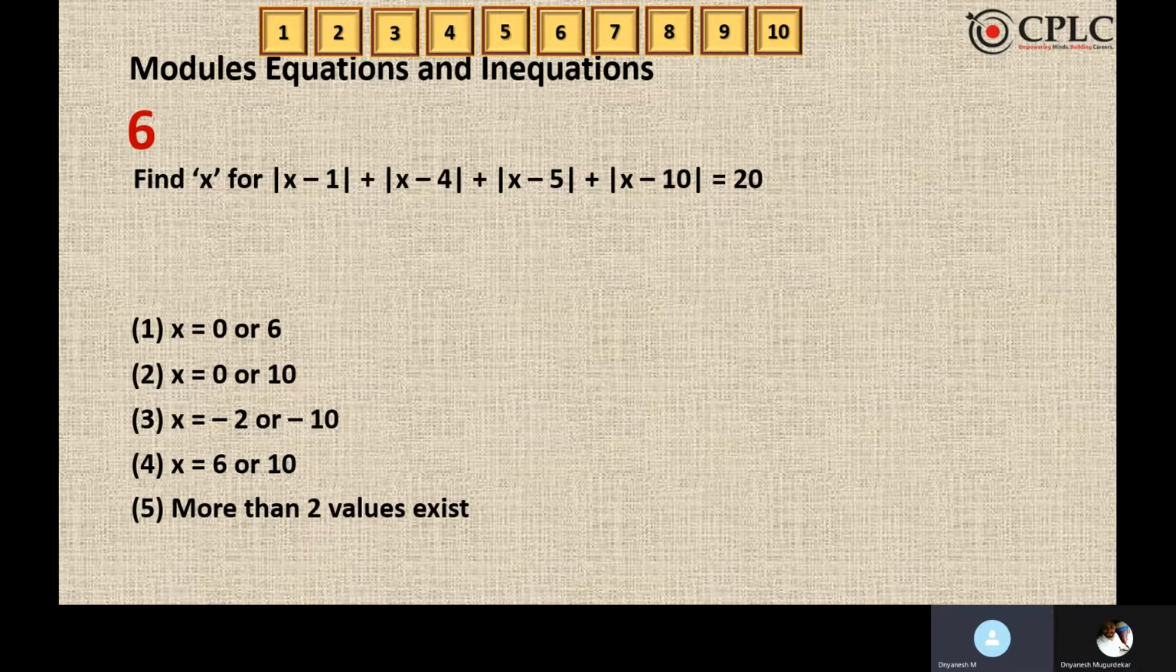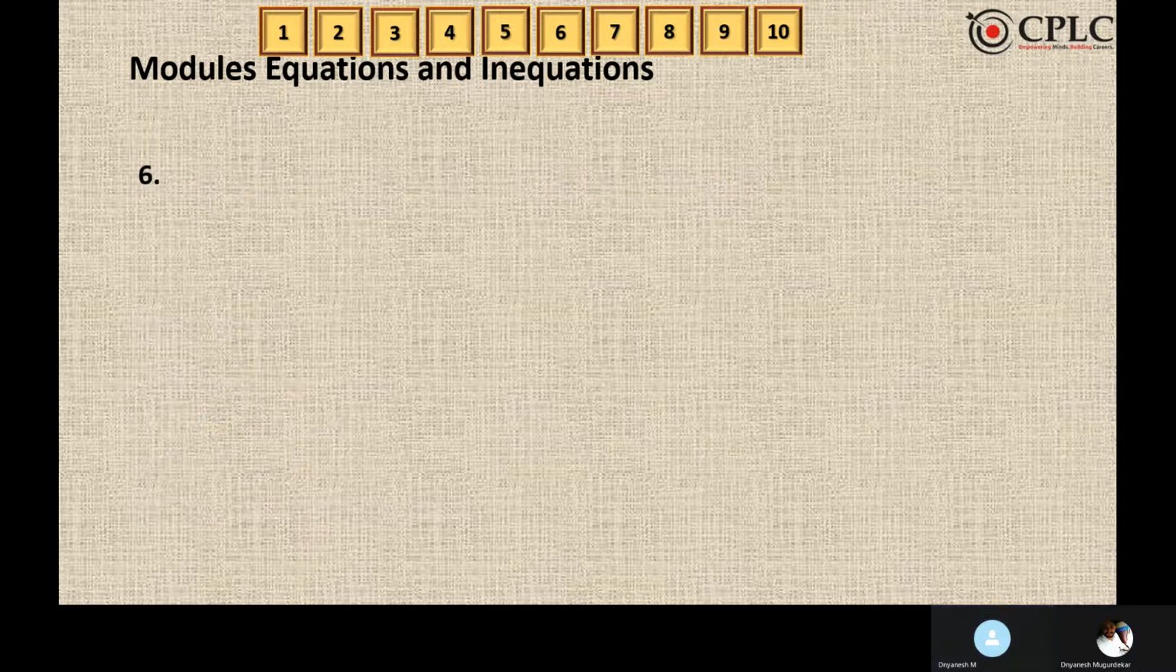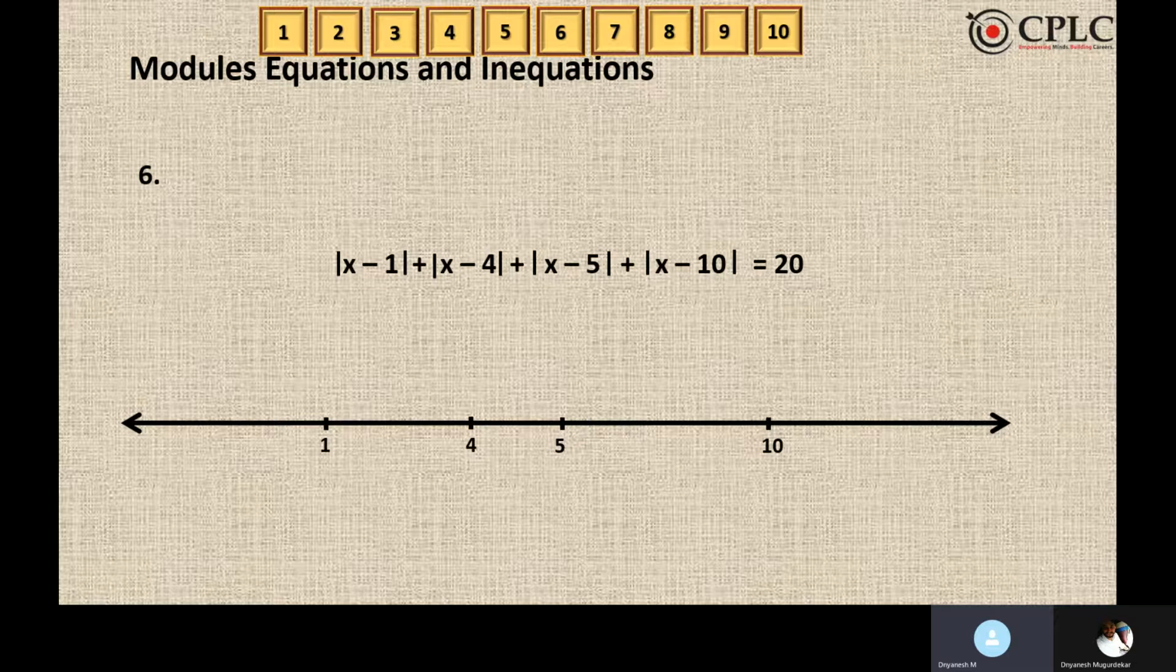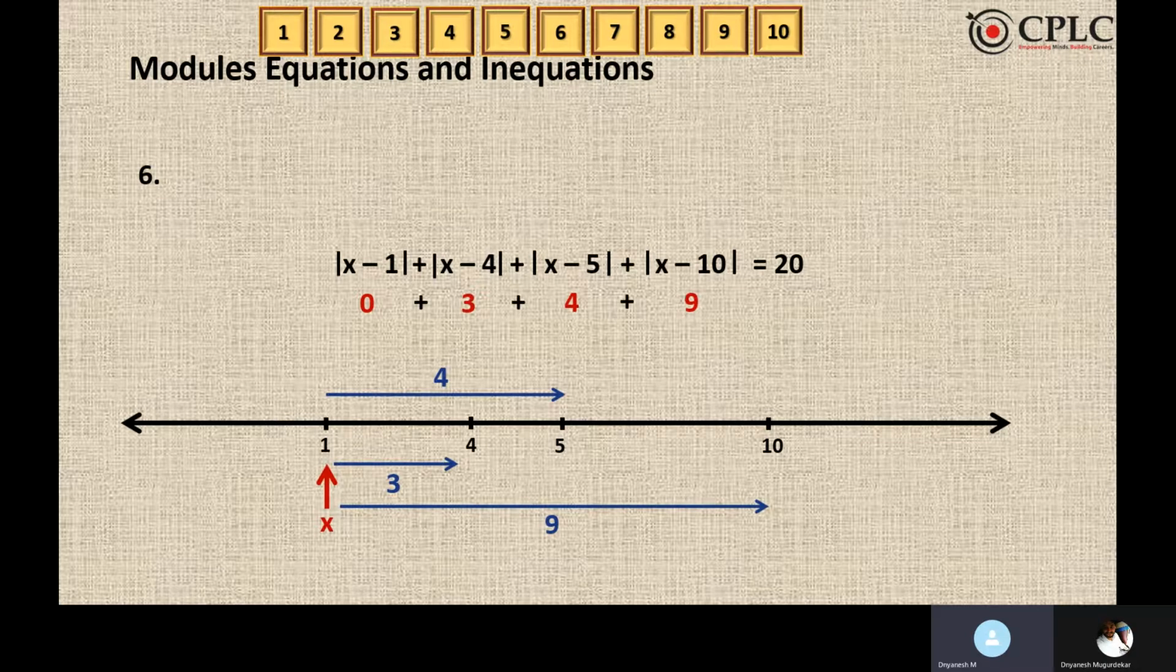Similarly is the sixth one. Points on the number line in the ascending order: 1, 4, 5, 10. Substitute the extreme values in the original expression. So let's start with x is equal to 1. When you substitute x is equal to 1 in the original expression, the value that you get is 9 plus 7, that is 16.